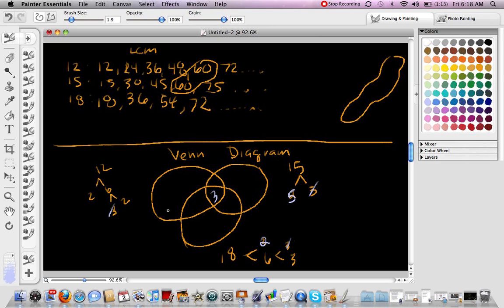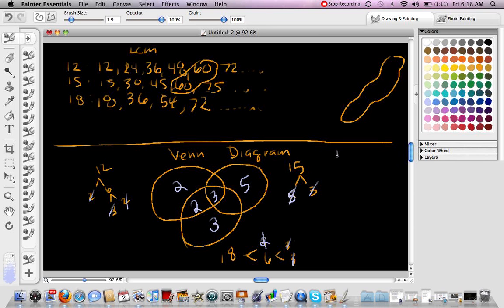Well, the 12 and the 18, they both share a 2, so I could cross out the 2 here and the 2 here and put that here. And then it doesn't look like there's any other common area, so I'm just going to fill it in. Here's my 18. Here's my 12. Here's my 15. So these would be the prime factors of 12, these are the prime factors of 15, and these are the prime factors of 18.